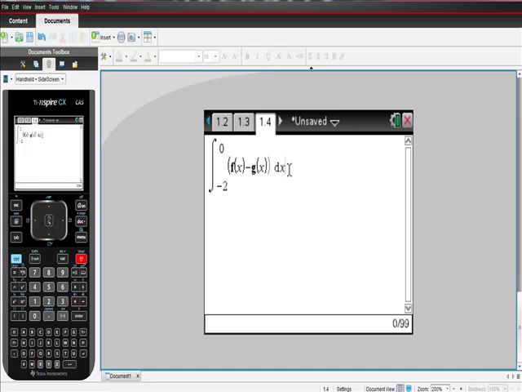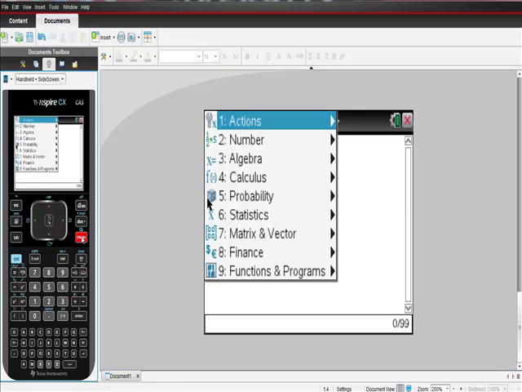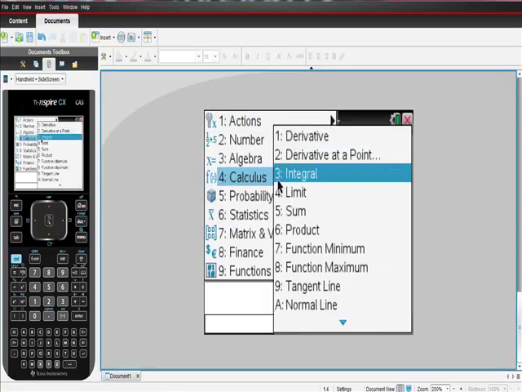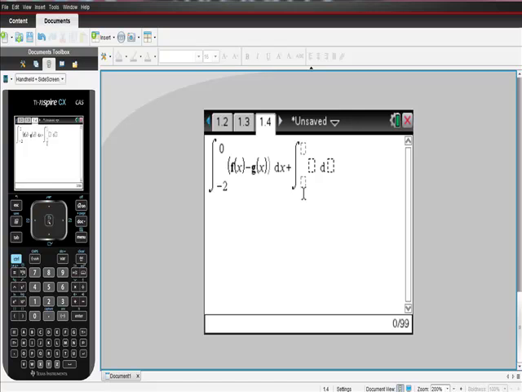Is it going to let me do that? It's not going to let me do it. Let's see, let me do it now. Good. Plus, now I'm going to take the rest of the interval. So I'm going to go back to menu, calculus, integral. And now we have to start where we stopped. So we stopped at 0. And if you remember, we're going to go to 2.